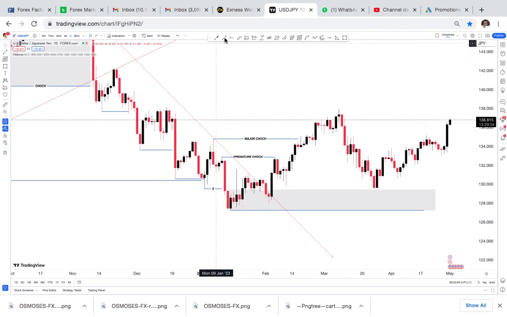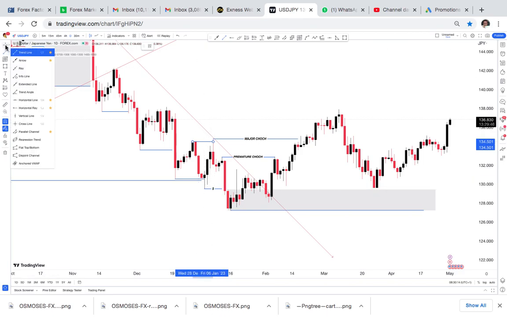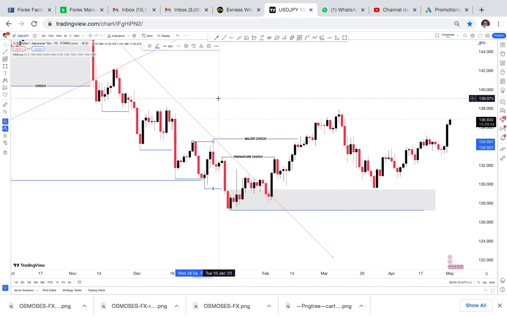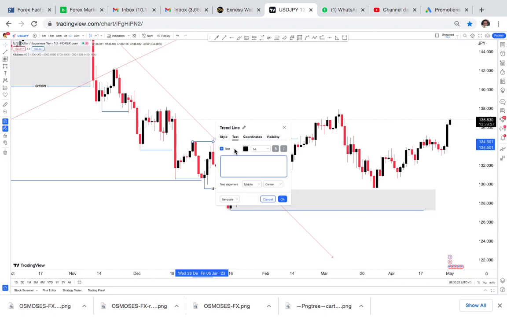Why is this the major? Because this one took out this high before falling. So it took out liquidity and it broke this low. So you have to be conversant with the liquidity taken before the breaking of structure. So say this guy took out this high, yeah.